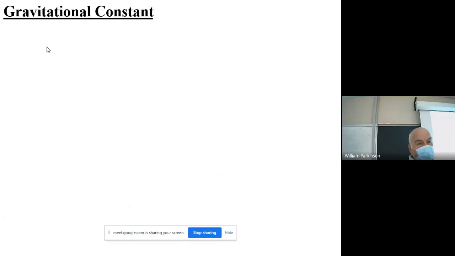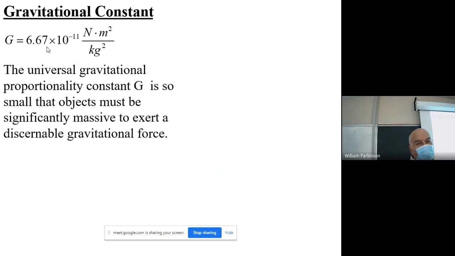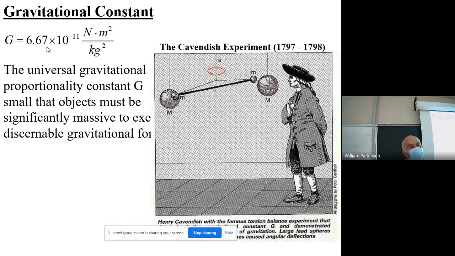Okay, now, I just want to show you here a picture of the dude who figured out the value of G. There's the magic number. It's not hiding behind the sign anymore. It is, as I said, 6.67 times 10 to the minus 11. The universal gravitational constant is tiny.